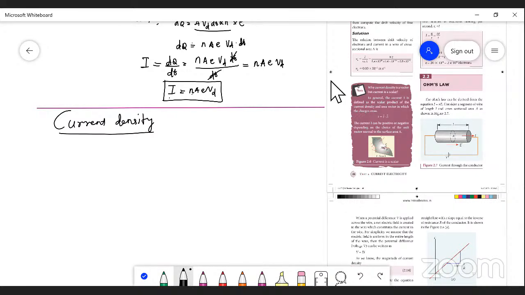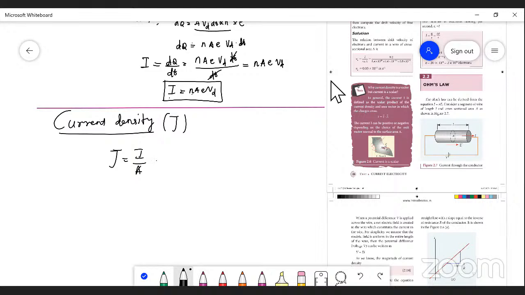J equals I divided by A, defined as the current per unit area of cross section of a conductor. Current density is represented by the letter symbol J, and we can write the expression as J equals I divided by A. Current density is defined as the current flow through a given area of cross-section of a conductor.